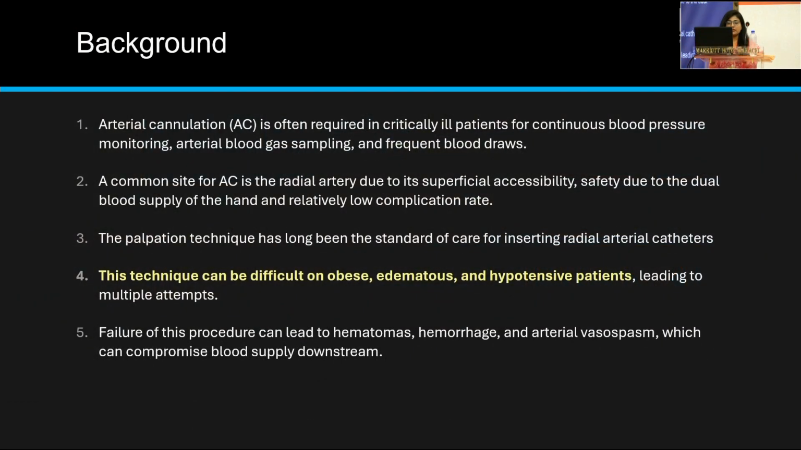Arterial cannulation is necessary while performing open heart surgery, such as CABG. The most common site for it is the radial artery, because not only is it superficial in location, but the hand has a dual blood supply, which leads to a lesser complication rate.